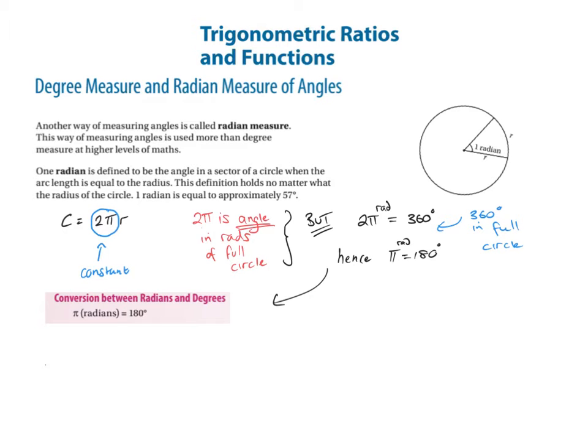Hi guys, in this video we're going to talk about degrees and another way of measuring angles, which is what's called a radian measure. So what is a radian measure, or a rad for short?